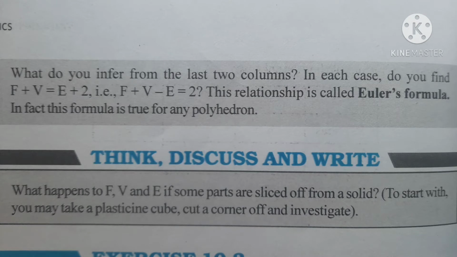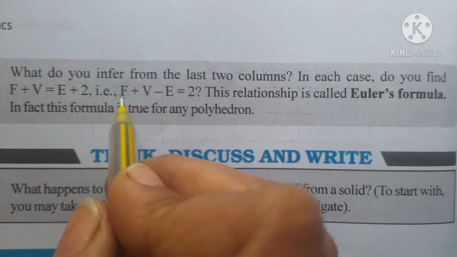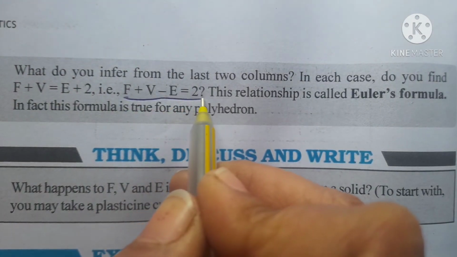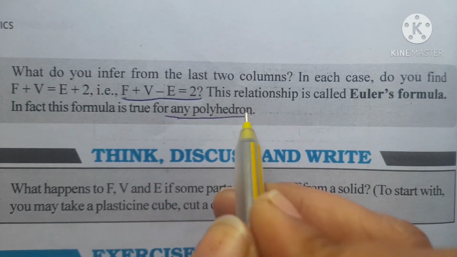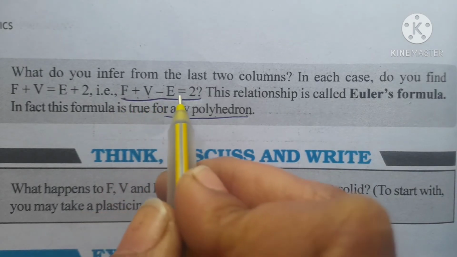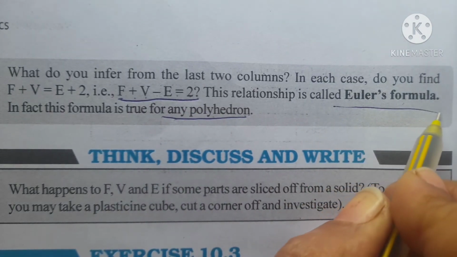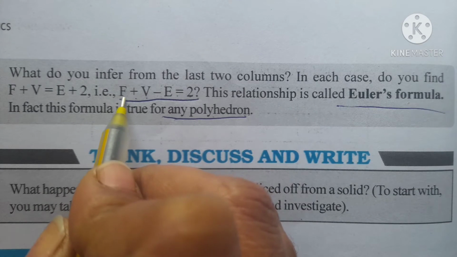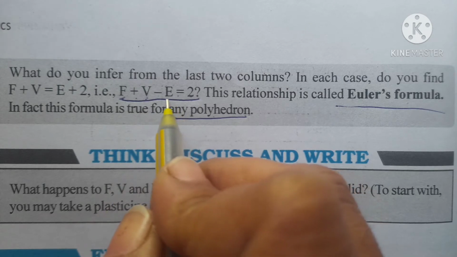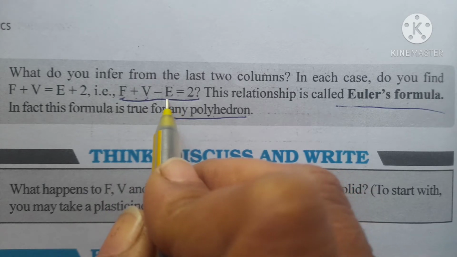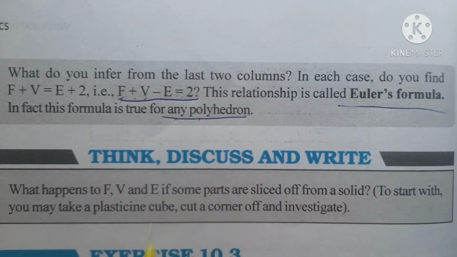Now the very important formula, that is called Euler's formula. This is the basic formula that F plus V minus E must be equal to 2 for any polyhedron. This formula is known as Euler's formula, a very important formula, where F is the number of faces in a polyhedron, V is the number of vertices in a polyhedron, and E is the number of edges in a polyhedron. So if this equation is satisfied, then we can say that it is a polyhedron.